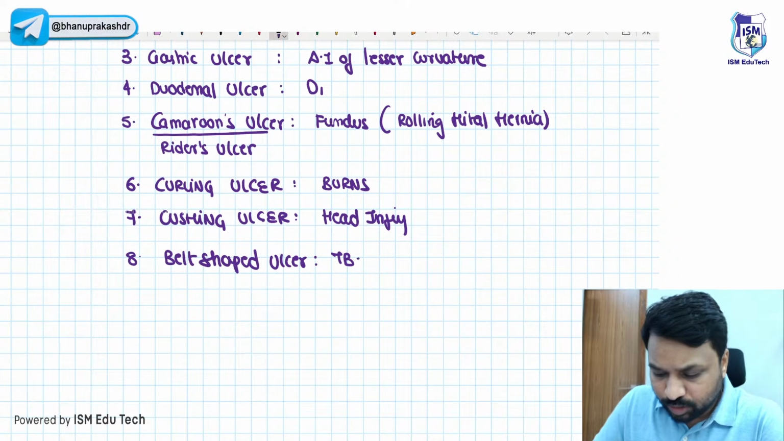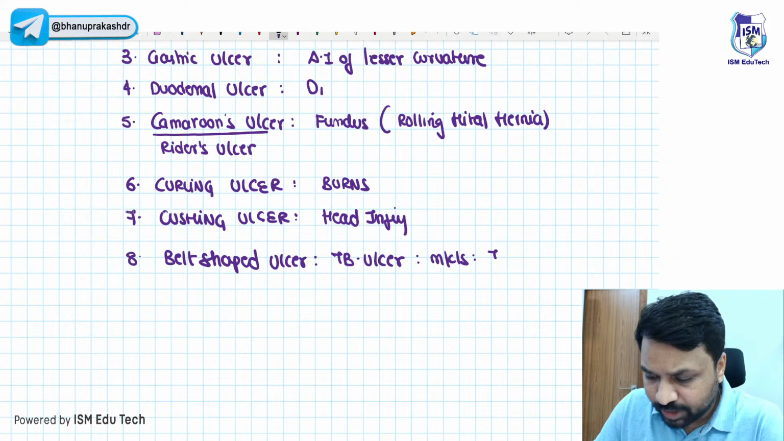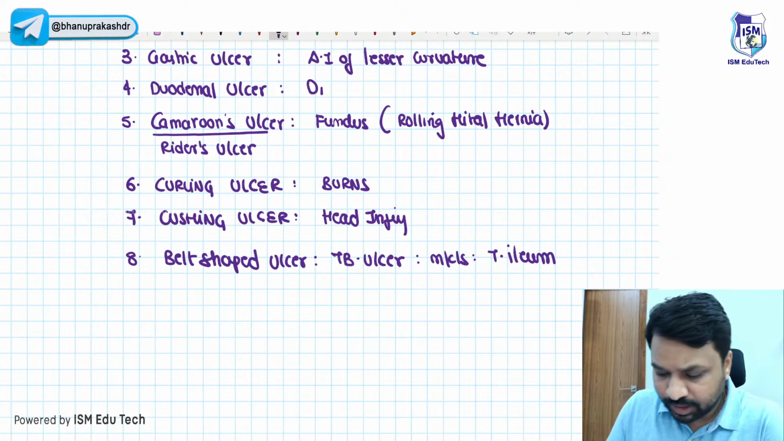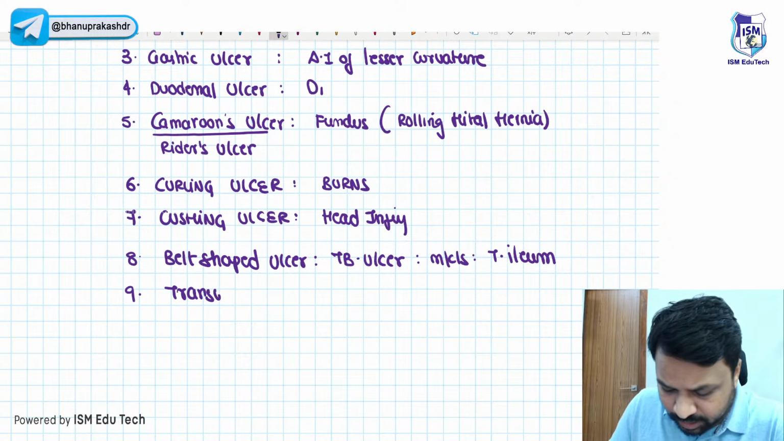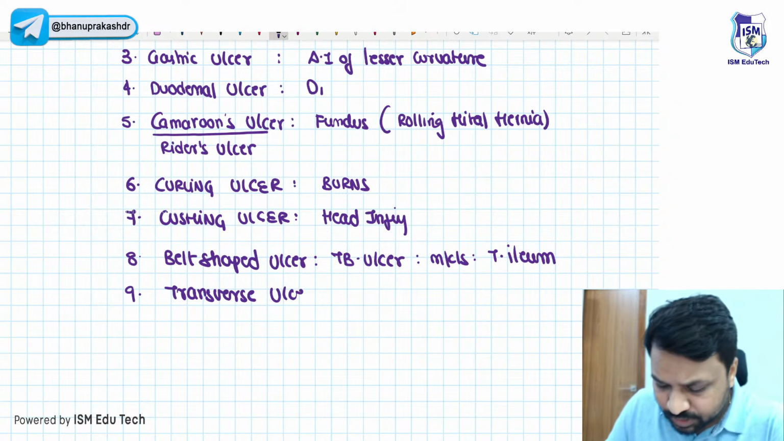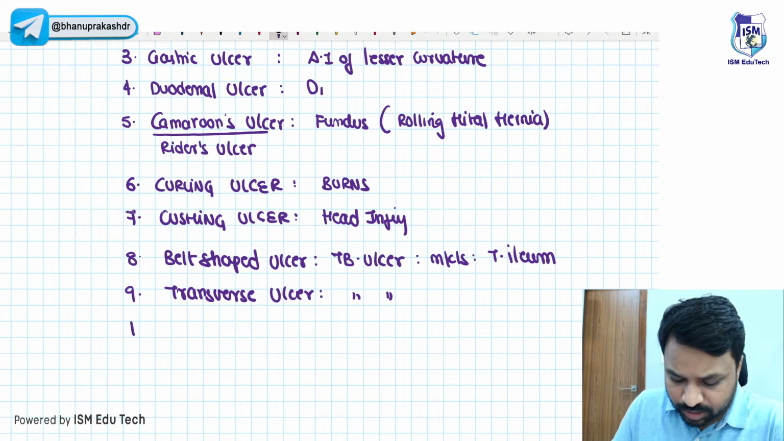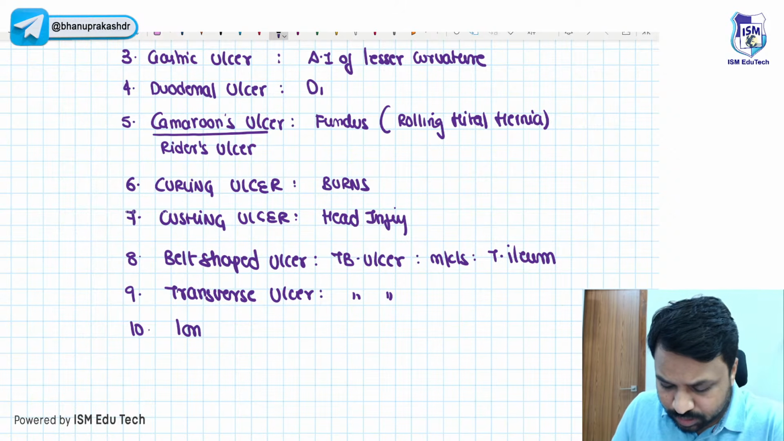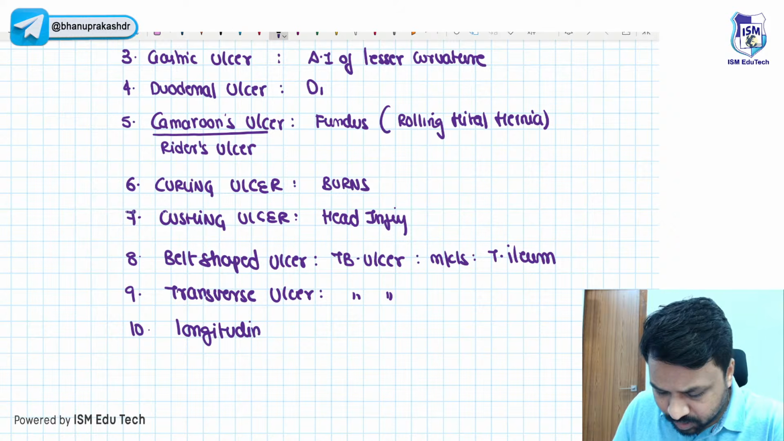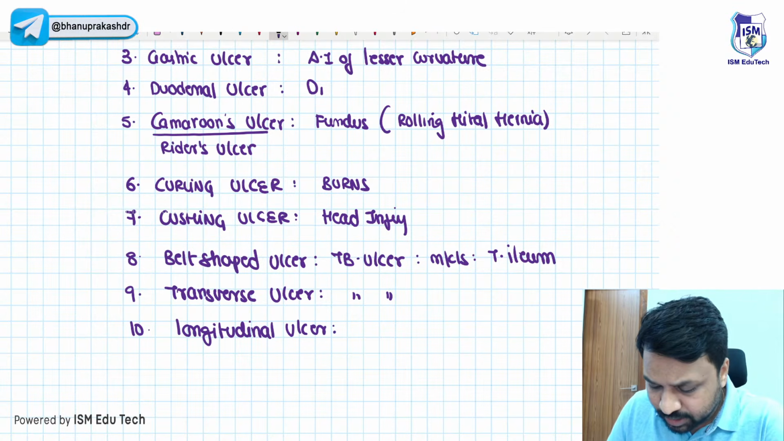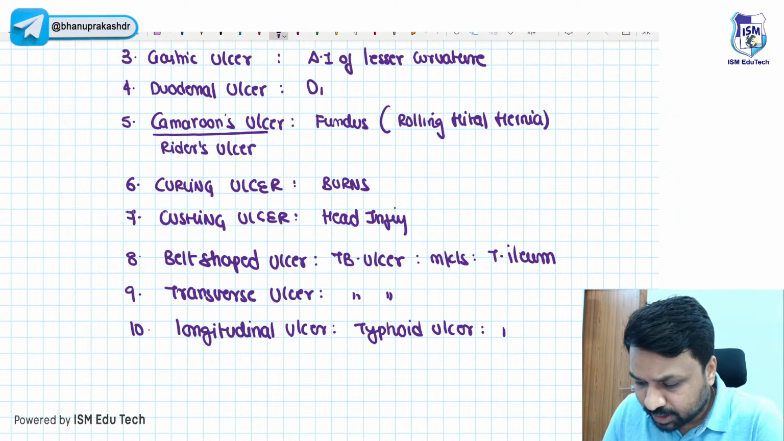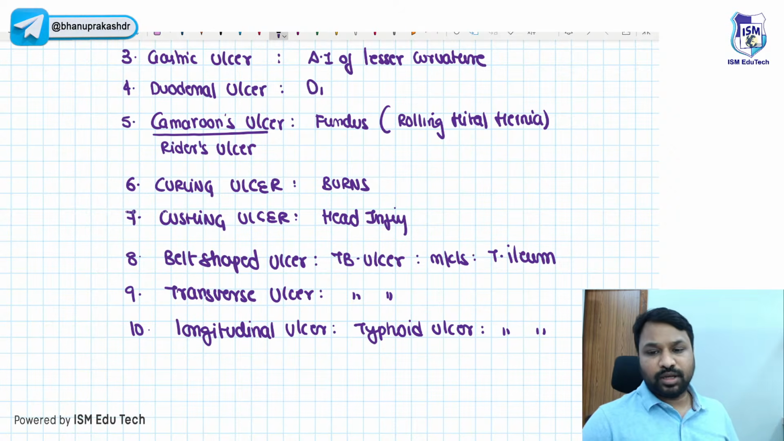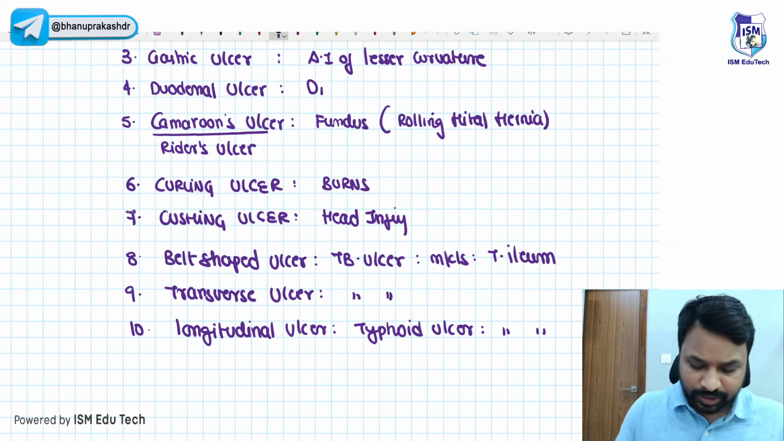It is seen in tubercular ulcer, and we know that the tubercular ulcer's most common site is going to be the terminal ileum, right? Now you have the transverse ulcer in the bowel, also seen in tubercular ulcer. Then you have the longitudinal ulcer, seen in typhoid ulcer. In typhoid ulcer, again the most common site is going to be the terminal ileum.